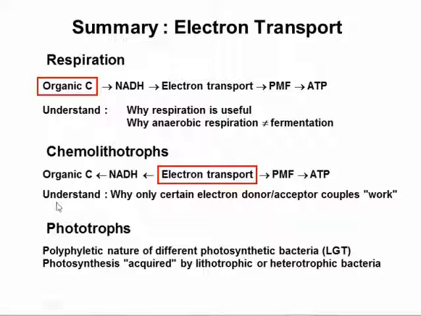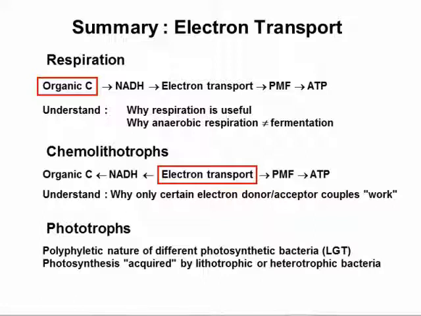And for phototrophs, try and understand what these photosynthetic bacteria were before they gained photosynthesis by lateral gene transfer. Okay, so I guess that is about enough bacterial energy metabolism for any rational person.